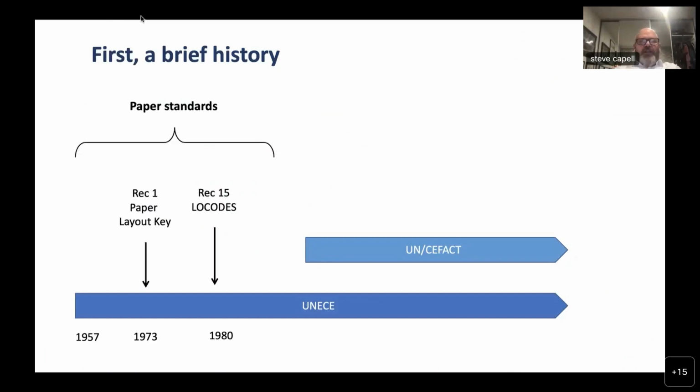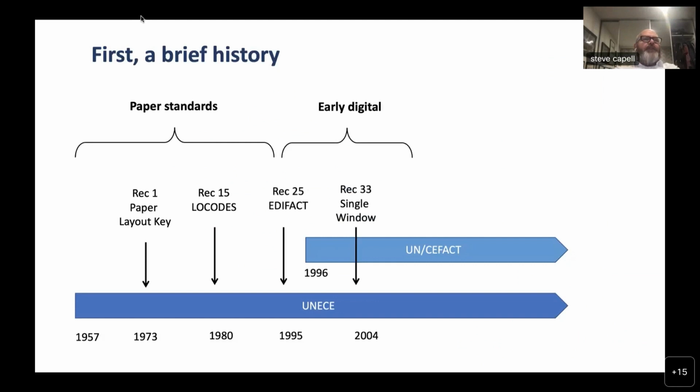UNECE started in 1957 and developed a whole bunch of trade facilitation standards that were really paper-based. Probably the most famous one is the layout key, Recommendation number 1, and it's why waybills look so consistent around the world, because since 73, nearly 50 years now, there's been a very consistent paper layout standard. Subsequently, things like LOCODES for locations of ports and logistics locations around the world.